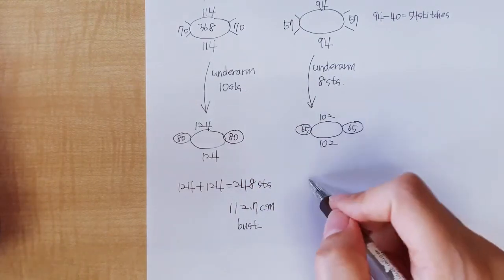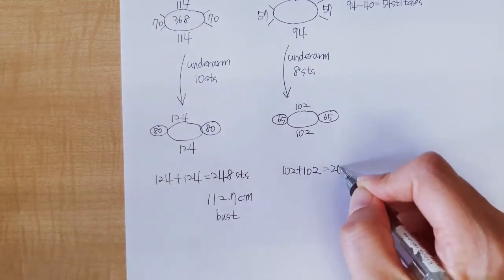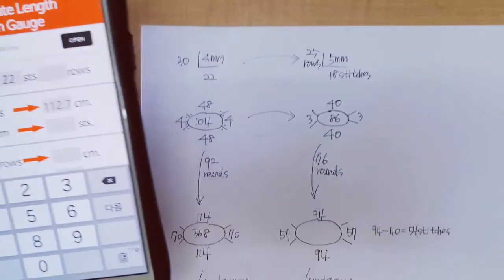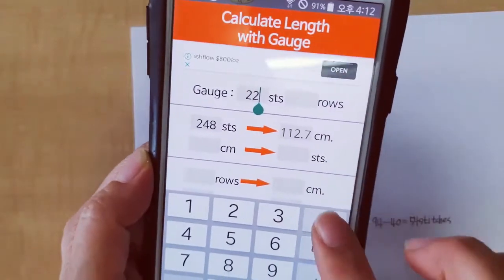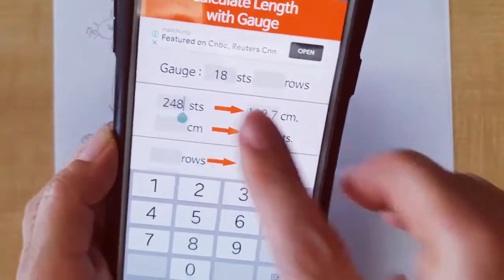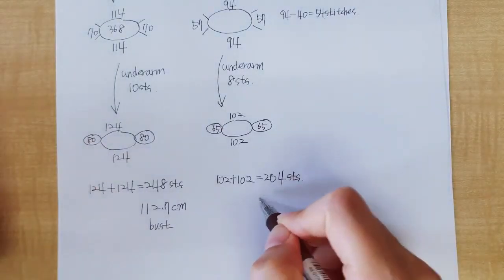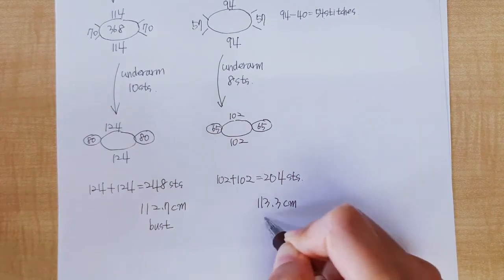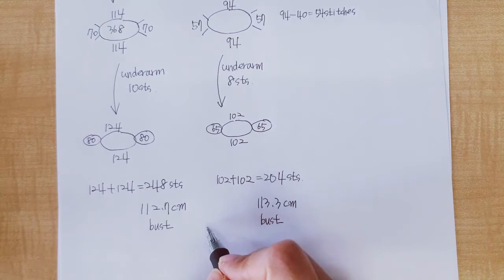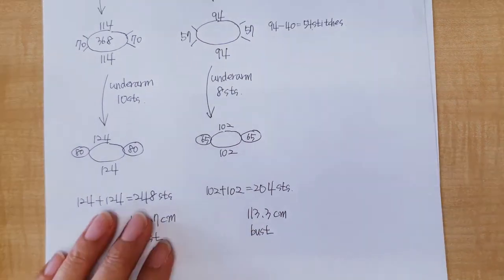The chest circumference stitches after conversion are 204. Enter gauge 18 stitches. Enter 204 stitches. This is 113.3 centimeters. Compared to the pattern before conversion, it is 0.6 centimeters larger. That's enough.